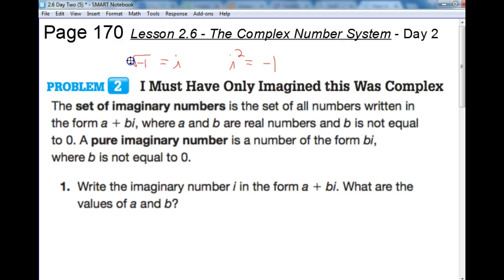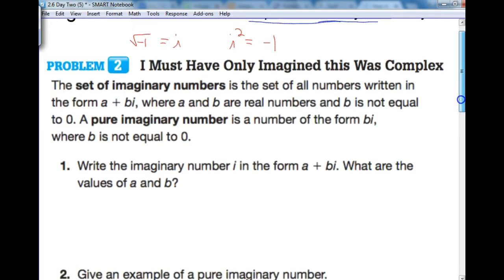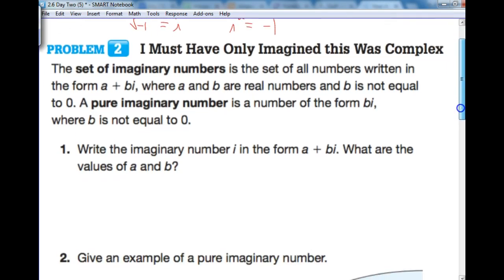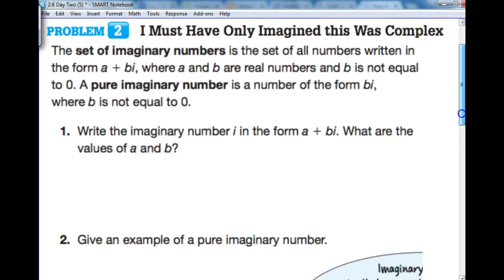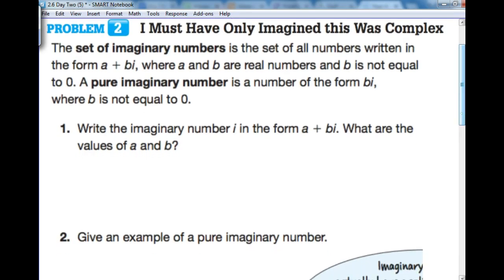Well, today what we're talking about is the complex number system, which includes imaginary numbers in it. There are some confusing pieces and parts of today. We're talking about the set of imaginary numbers from yesterday, and all imaginary numbers can be written in the form of a plus bi.